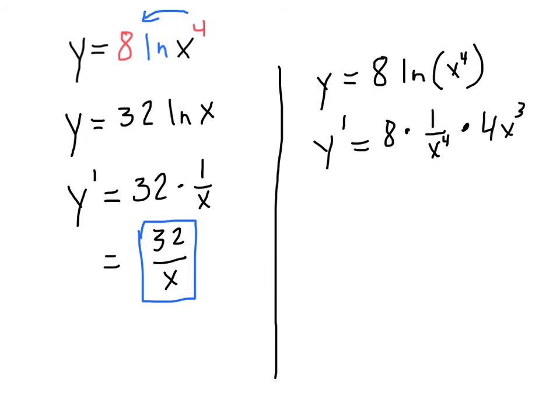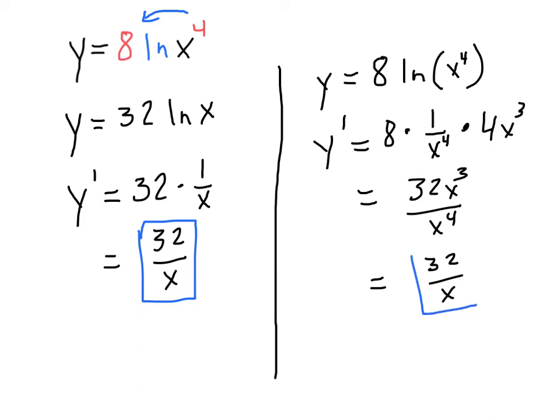And when you simplify this, you'll multiply these three terms together and get 32x cubed over x to the fourth. And then, of course, that still simplifies to 32 over x. And so, thank goodness, both of these results match. They're equal. And we just basically used two different techniques to take the derivative of the original function.